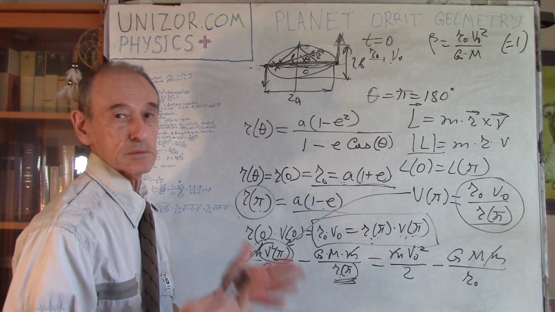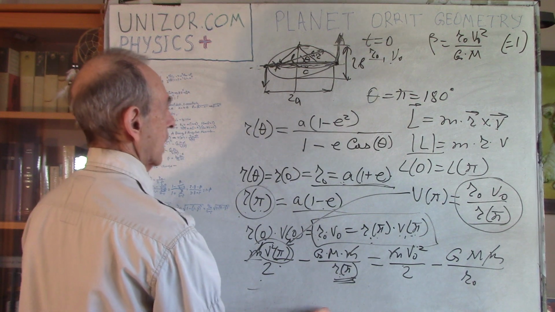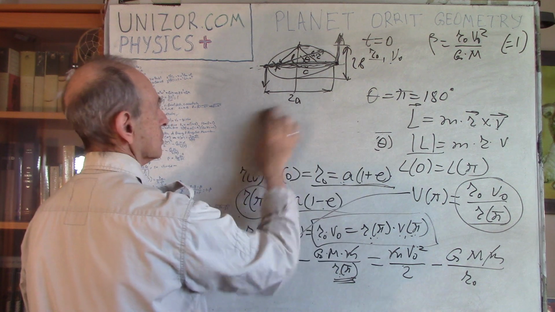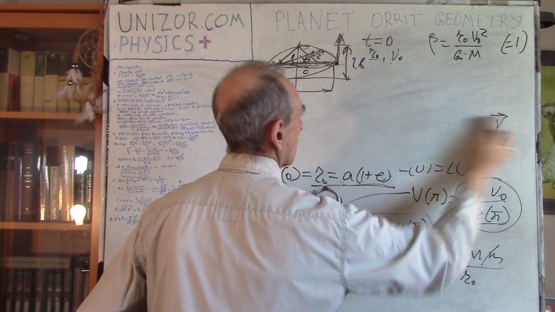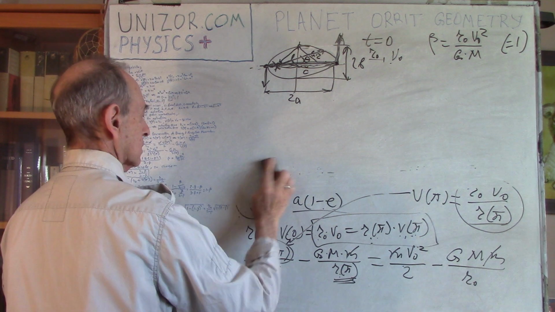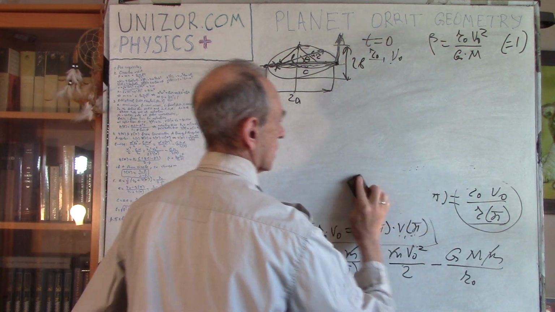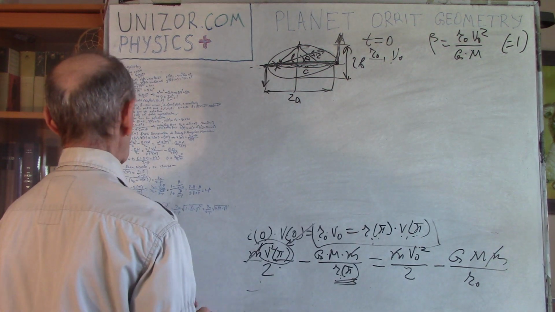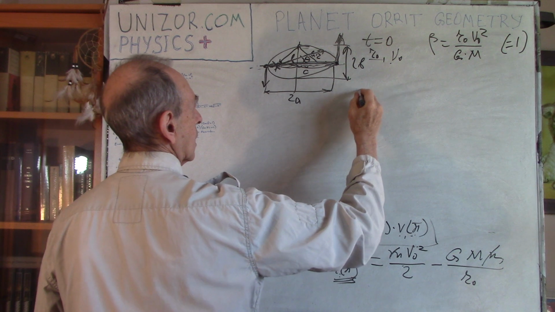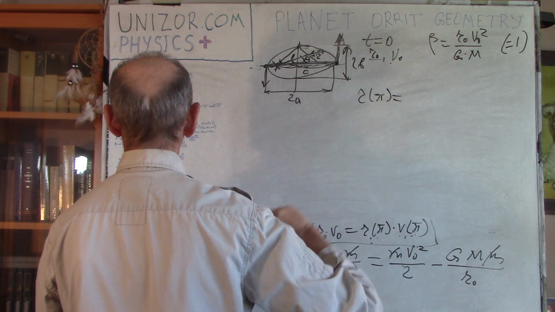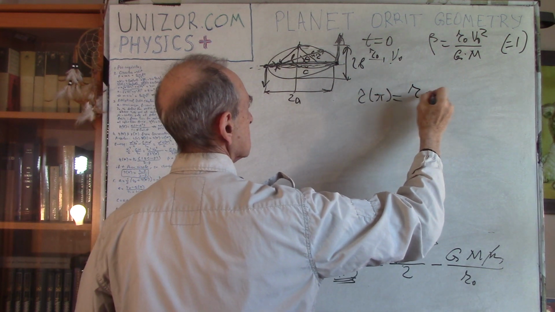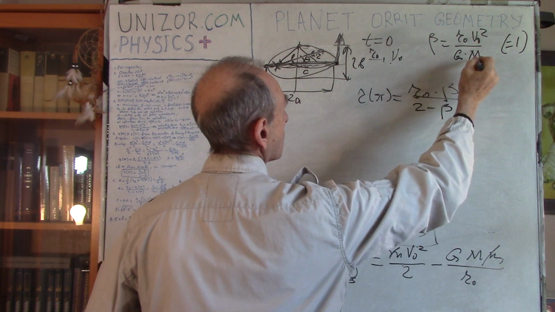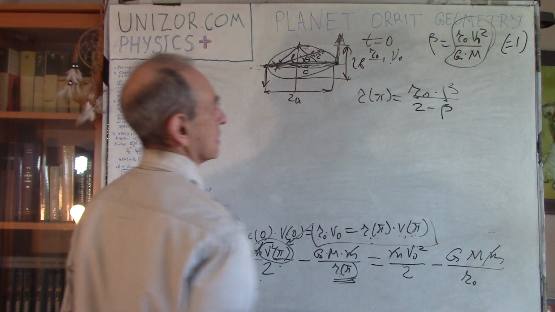It's a simple thing, just a little bit tedious, but the problem is that the answer is relatively short and nice. So let me just write the answer, which is the solution to this quadratic equation. R of pi is equal to r0 times beta divided by 2 minus beta, where beta is this coefficient.